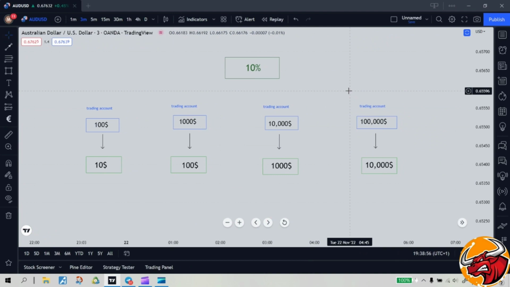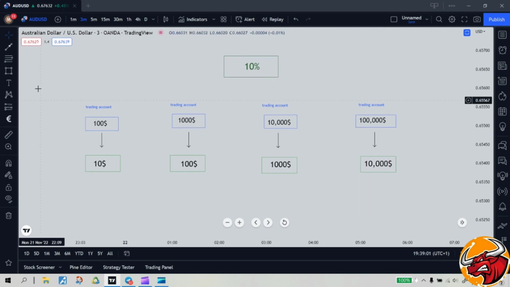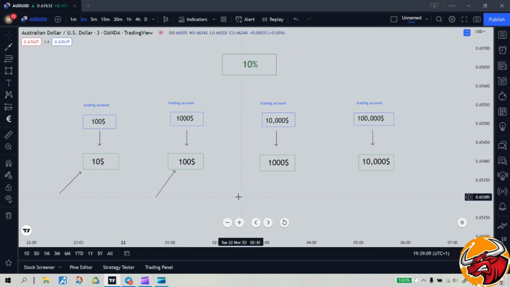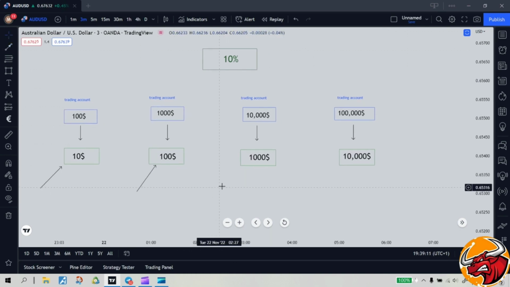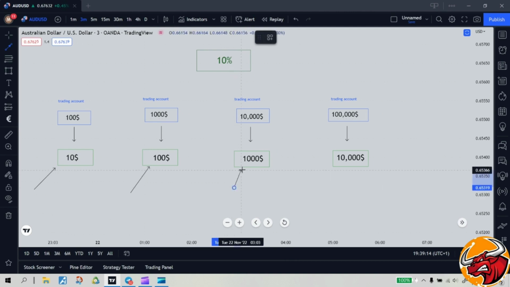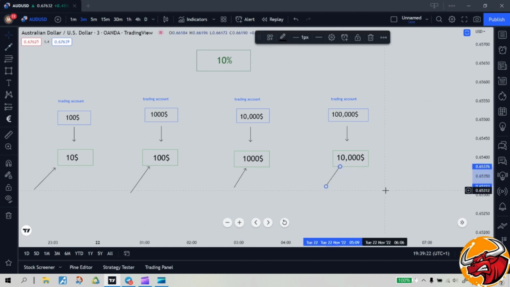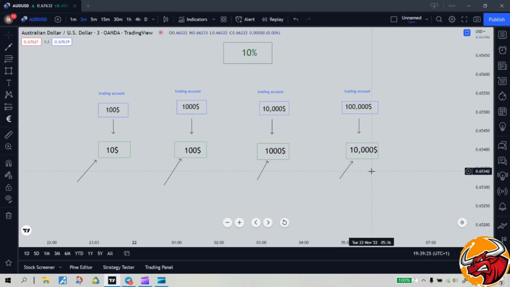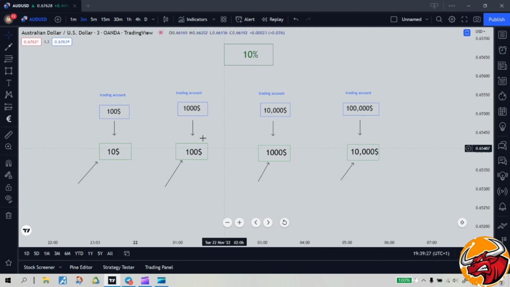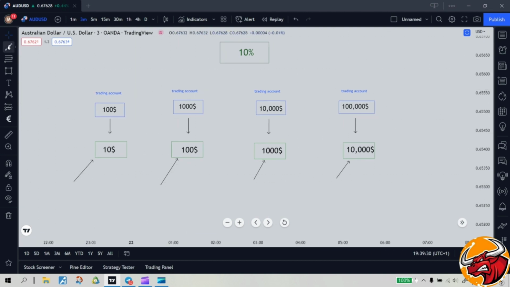Take a look at this, guys. So I need to ask you, do you think $10 is small profit? Yeah, I think most of you think $10 is small profit. What about $100? Oh, good profit. It's good. $1,000 profit? Yeah, quite good. But $10,000 profit? This is insane, how did you do that? But this is the same concept, guys.